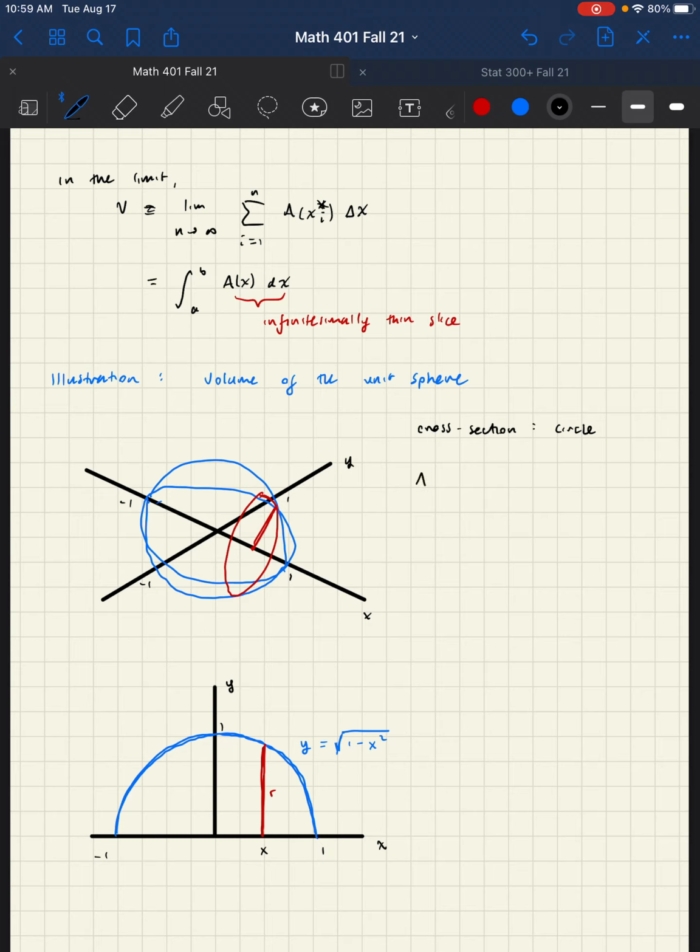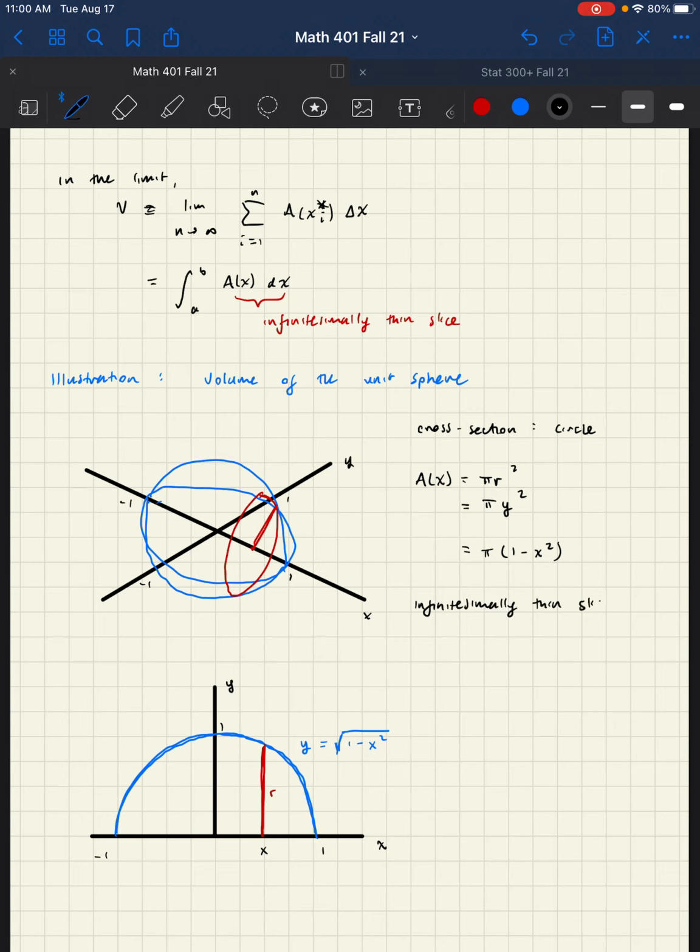In other words, A of x equals pi times the radius squared, right? Because it's a circle. That's the area of a circle. The specific radius we're talking about is pi y squared, and we know that y equals the square root of 1 minus x squared, so we're actually looking at pi times (1 minus x squared). Okay, so that's our A of x.